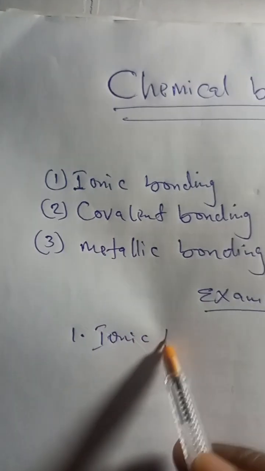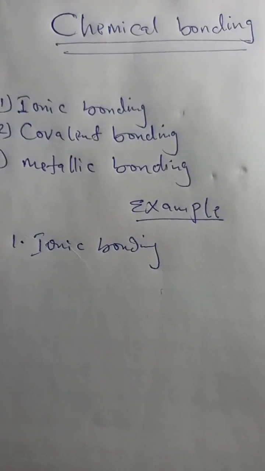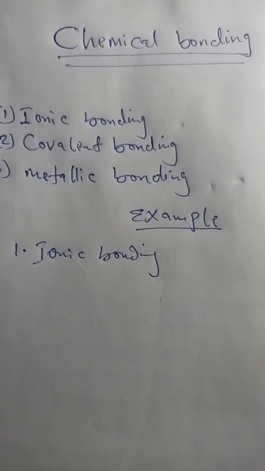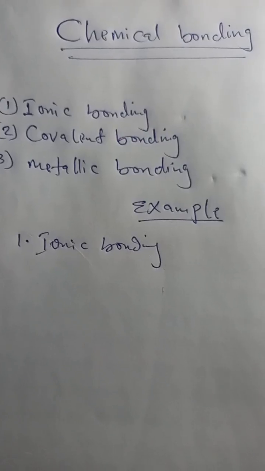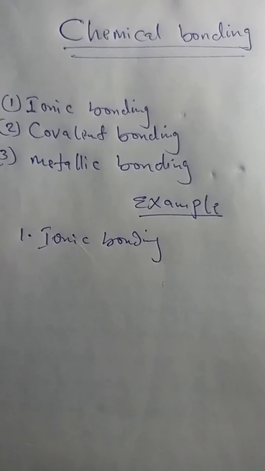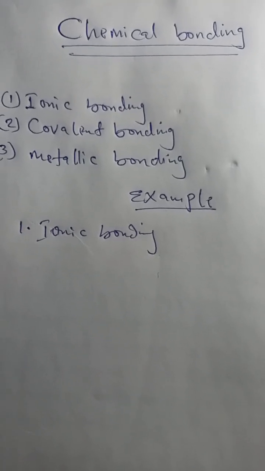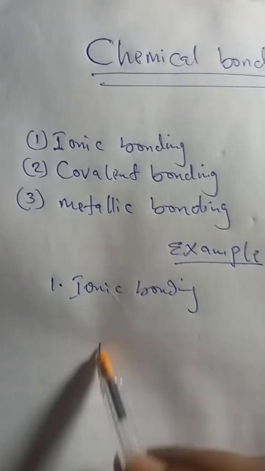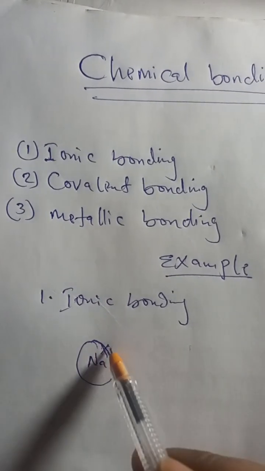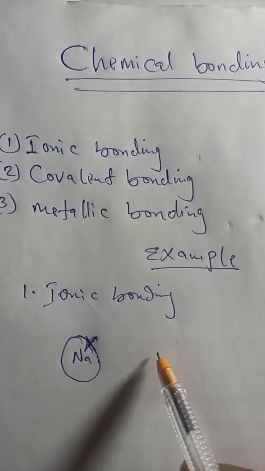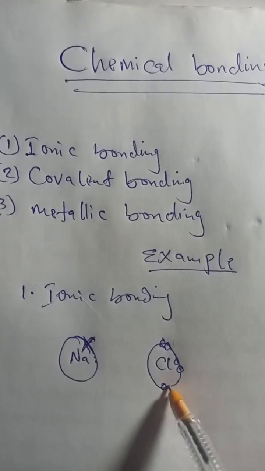Ionic bonding. Okay, so what actually happens in ionic bonding is that there is a transfer of electrons. Ionic bonding usually deals with transfer of electrons from a metal to a non-metal. It has to be from a metal to a non-metal. Is that okay? Let's think, for instance, of sodium. Sodium has one electron in its outermost shell, and chlorine has 7 electrons in its outermost shell.